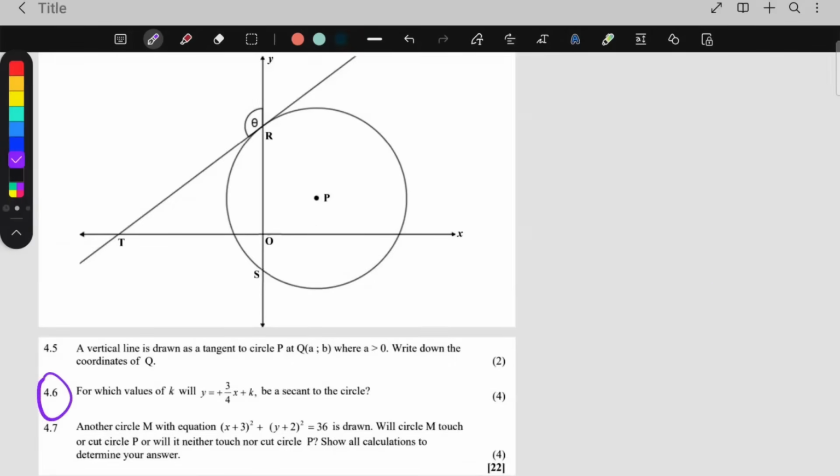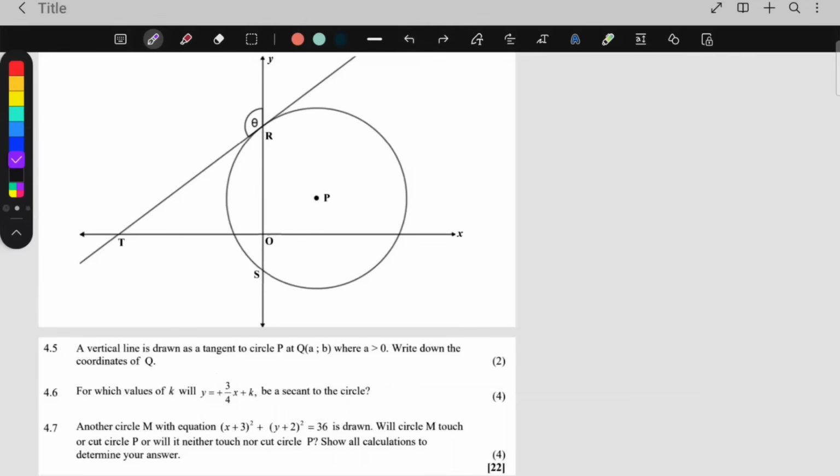Our next question is 4.6. This looks like a trickier question. So let's see, for 4 marks: for which values of K, so this is the K. K refers to the Y-intercept of this straight line. This is a straight line. So this K refers to the Y-intercept.